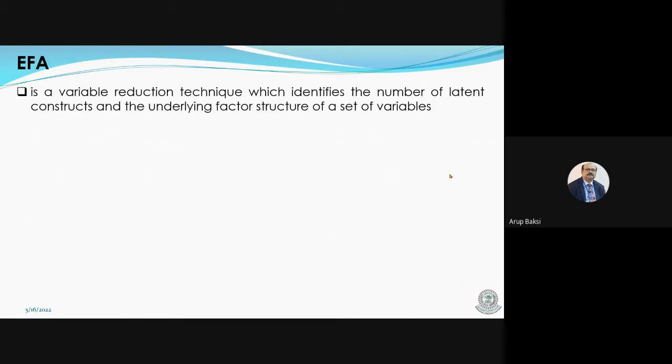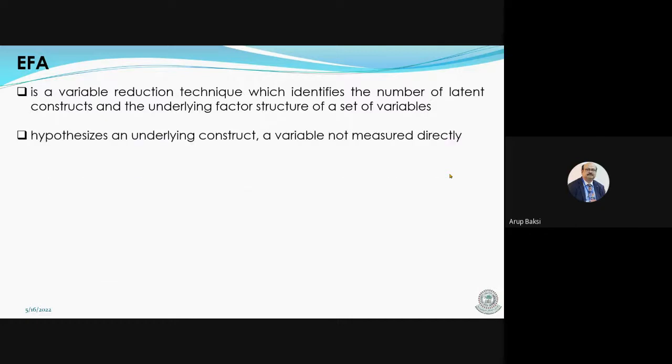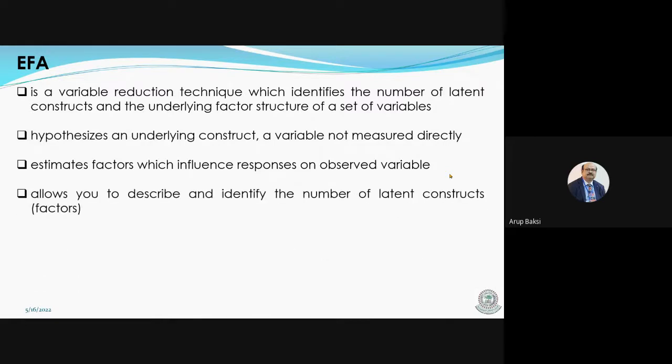Now, EFA basically, as I have told you, is a variable reduction technique which identifies the number of latent constructs and the underlying factor structure of a set of variables. It hypothesizes an underlying construct, a variable that cannot be measured directly, which we have already stated. It estimates factors which influence responses on the observed variables, the variables which are manifested, the variables on which we can actually collect data from the respondents.